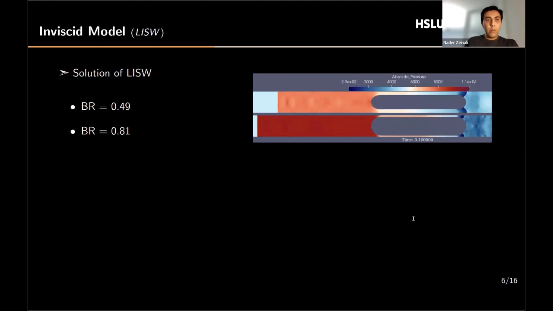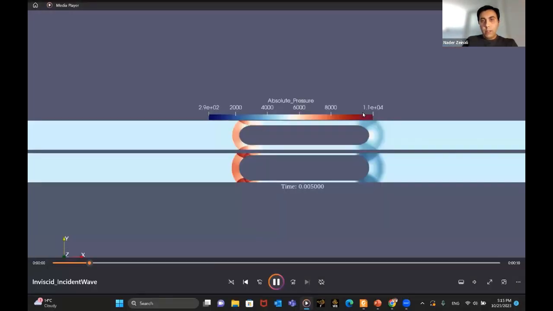So the first result, of course, is the solution of the incident shock wave. As you can see, the two blockage ratios: the pressure in front of the higher blockage ratio, of course, is higher than the lower blockage ratio. And the second point is that the shock wave in the second case is ahead of the first case. So here I have an animation. I hope it works.